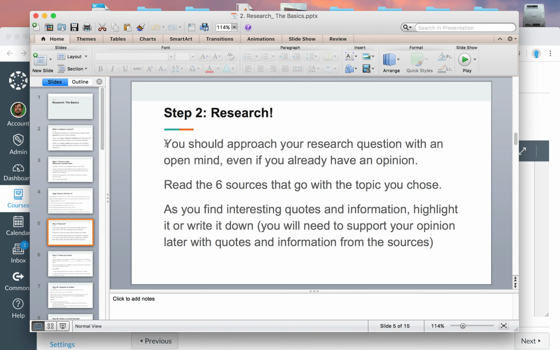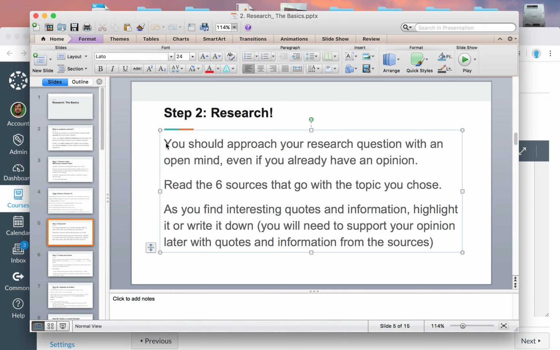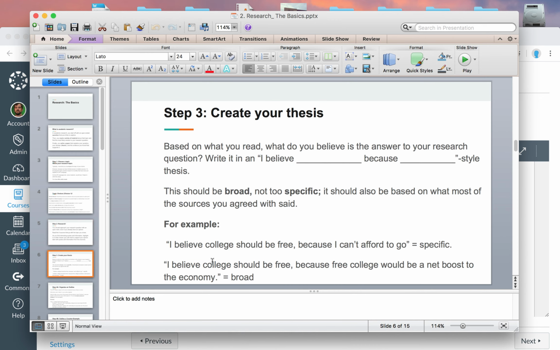Okay, so step 2, you should approach your research with an open mind. So if you already have an opinion that says, no, college is not worth the cost, you want to look at what other people have researched before you do that. So you want to come to these with an open mind and write down any interesting quotes or information as you go through, because you're going to use that in your essay.